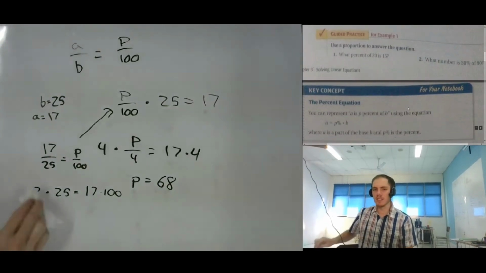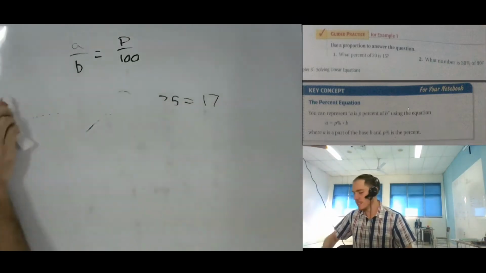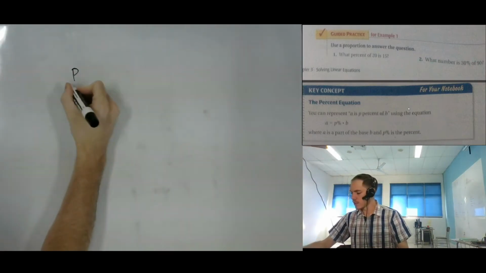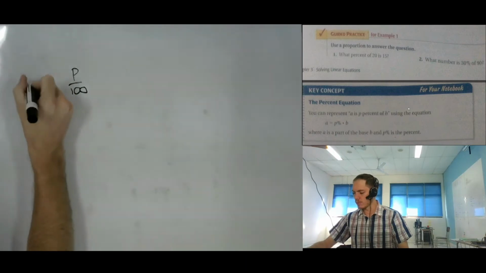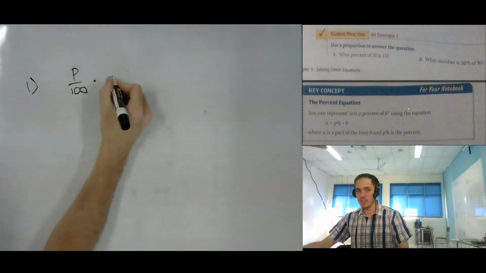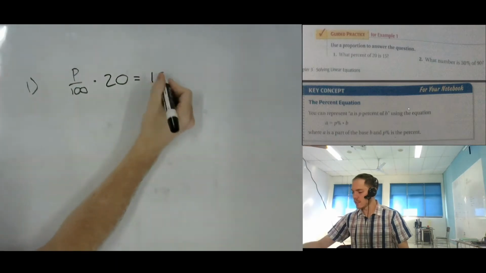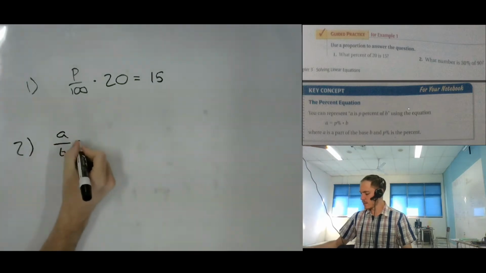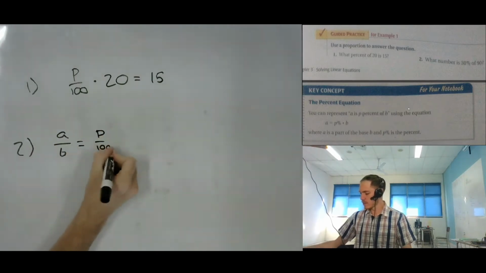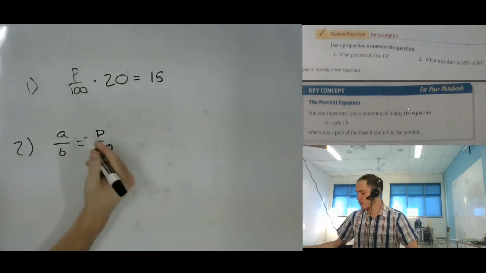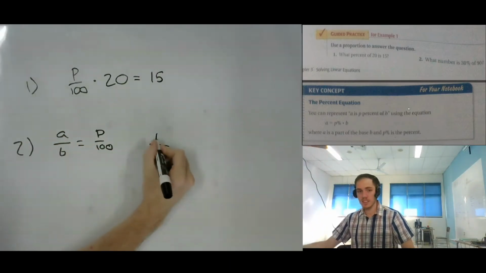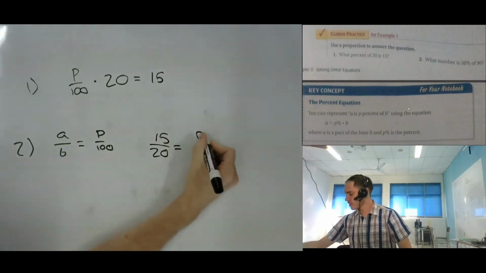So let's look at one of these. What percent of 20 is 15? So P over 100. This is the two ways. My way, Mr. Davies' way: P over 100 times 20 of 20 is 15. Or way 2, you do A over B equals P over 100. They say what percent, so you know P is the variable. Of 20 is going to be our base, so 20 is our base and 15 is our A. So this is what we're going to get.